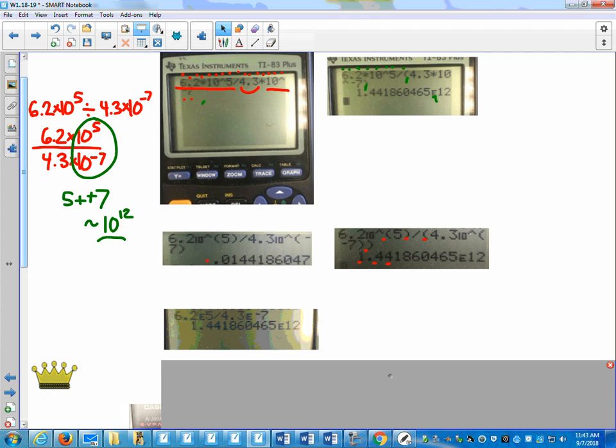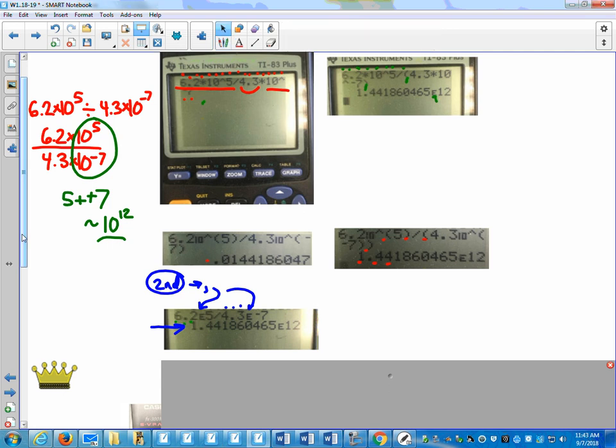Boom. One step. Done. Check this out. 6.2. Now you hit second, which is written in blue. You hit your second function, comma, and this little e pops up. And then all you put is the power, 5. Divide, 4.3. Second comma, which gives you the e, negative 7. No parentheses, smaller line of text, fewer keystrokes, 1.44 times 10 to the 12, done. That's the EE button. Oh, that's nice.